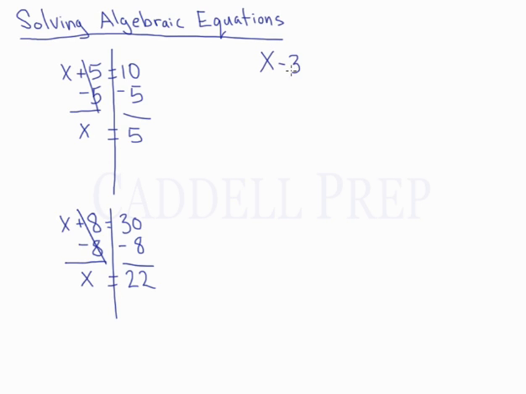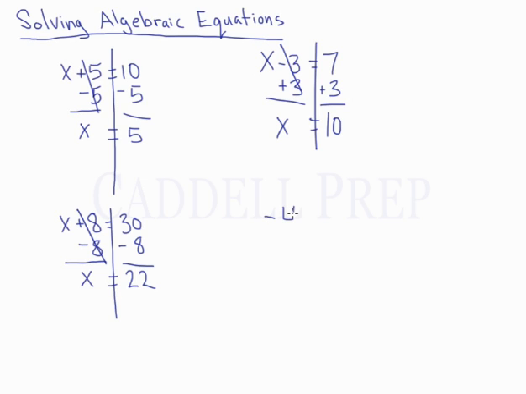We have x - 3 = 7. We'll draw a line. Alright, to get rid of the minus 3, we'll add 3 to both sides. So we have x. 7 plus 3 is 10, so x equals 10.